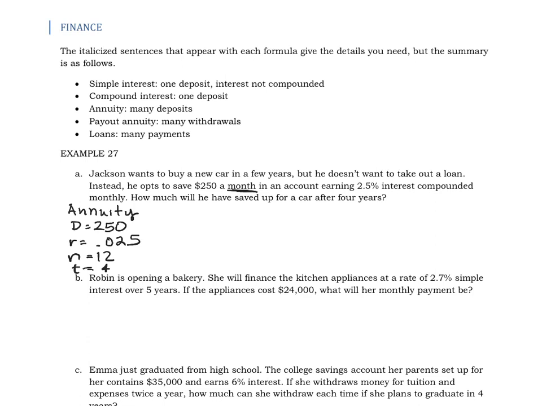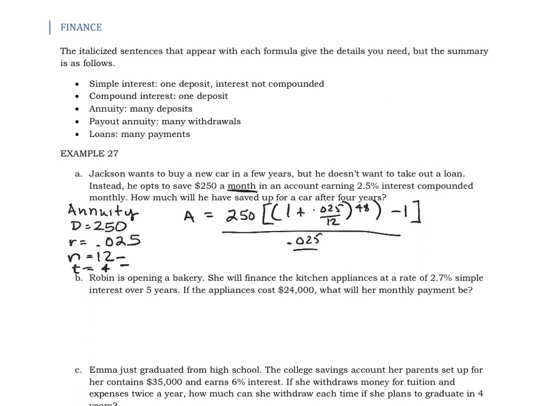Okay, so using our annuity formula, we have 250 times parentheses 1 plus 0.025 divided by 12 raised to the n times t. So that's going to be 48. And then minus 1, and then close that bracket. Then divided by our 0.025 divided by 12.